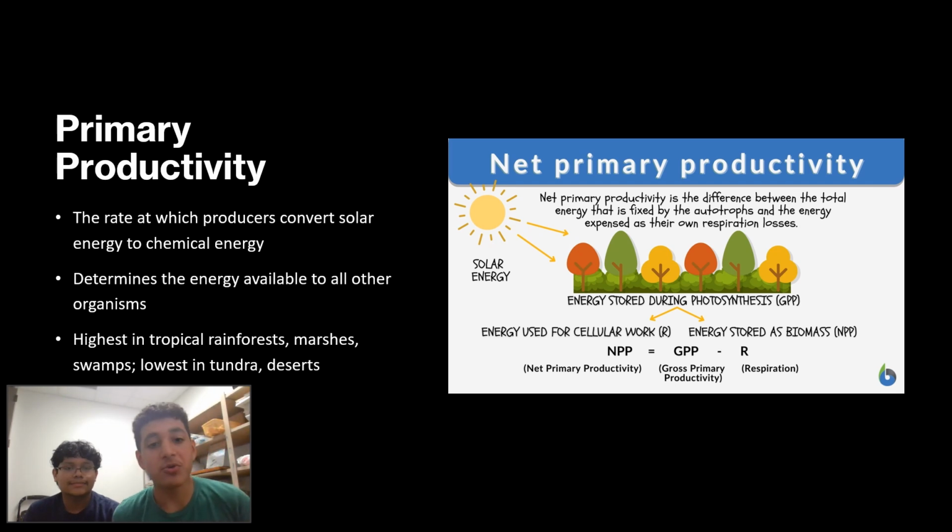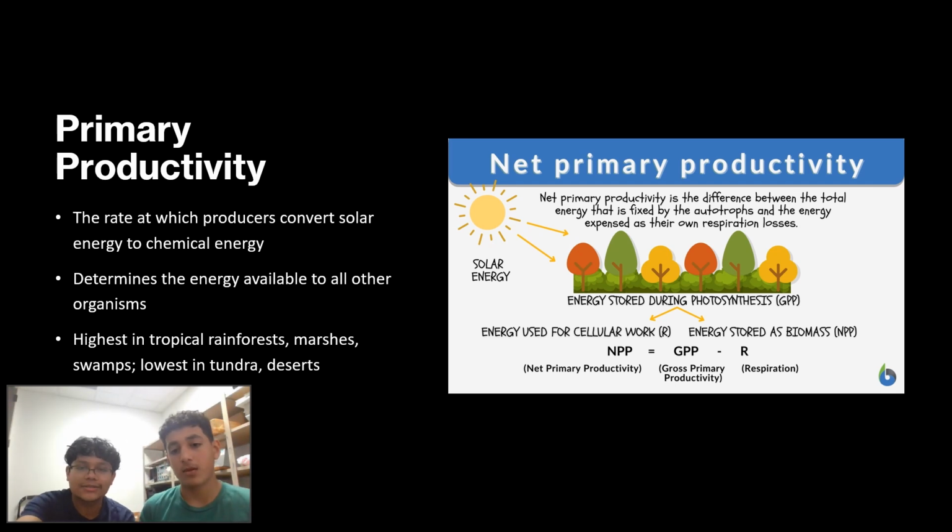Alright, now we have primary productivity, which is the rate at which producers convert solar energy into chemical energy. This also determines the energy available to all other organisms. This is the highest in tropical rainforests, marshes, and swamps, but is the lowest in tundra and deserts. The image shows the net primary productivity. The net primary productivity is the difference between the total energy that is fixed by the autotrophs and the energy expended as their own respiration losses.